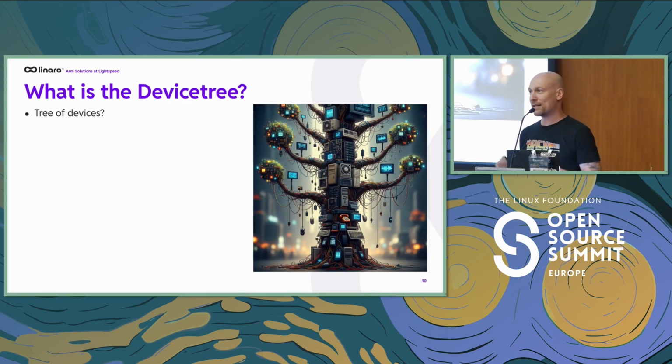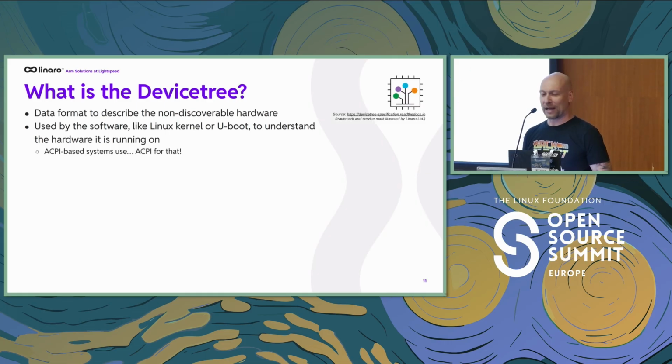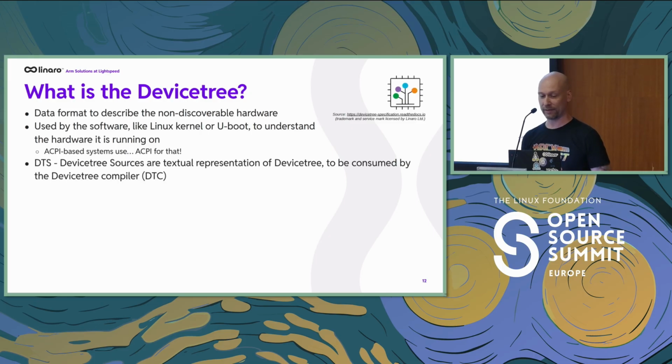So what's the Devicetree? It's a tree of devices. This is not a true logo. Actually, this is rather a data format to describe the hardware for systems which cannot discover the hardware through firmware. Such systems are Devicetree-based. In the case of ACPI systems like x86, you have ACPI which will give you this information. Well, we don't have that. The term DTS means Devicetree sources, and this is the textual representation of the Devicetree, and this is what we actually write.